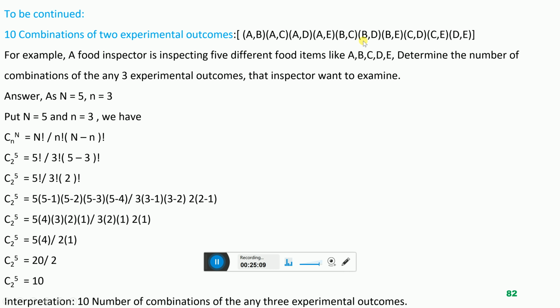He can choose B, C. He can choose B, D. He can choose B, E, C, D. It means these are the different possibilities that can happen if the inspector wants to choose any two from the large group of 5 items. So the inspector is inspecting the food items. This is an experiment, and this experiment in combinations of 2 items carries 10 combinations. Experiment can carry how many experimental outcomes? 10 combinations are possible, because the inspector can choose any 2.